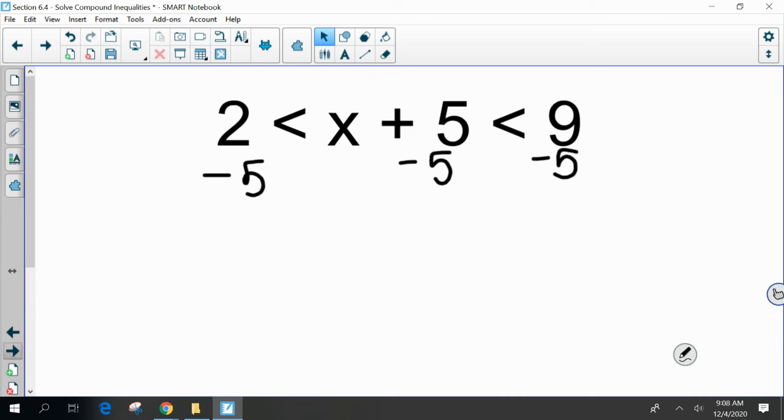Okay, so if I were to continue this problem, I'm going to have x in the middle. My signs didn't change because I didn't add, multiply, or divide by a negative. So I'm going to keep my signs what they are up here. And then 2 minus 5 is negative 3. Then 9 minus 5 is 4. So that would be my answer.